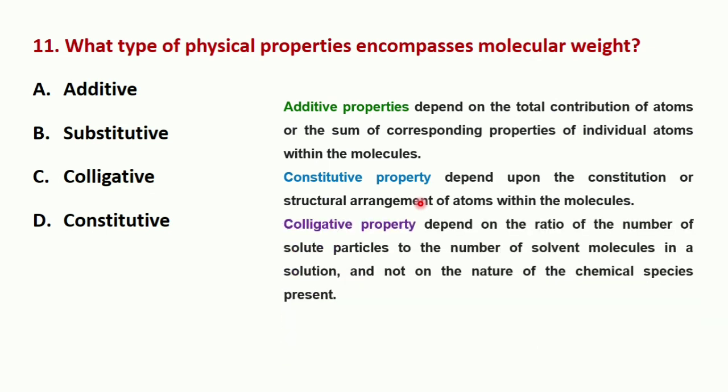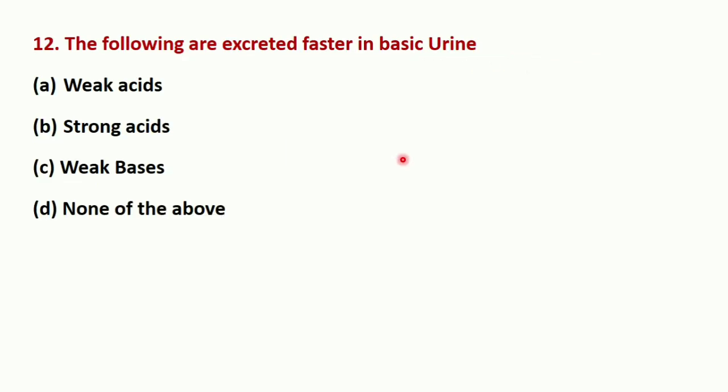And colligative property depends on the ratio of the number of solute particles to the number of solvent molecules in a solution. So clearly, the colligative property depends completely on the ratio of the number of solute particles present in the solvent molecules in a solution, and not on the nature of the chemical species present. So the answer is that the physical property that encompasses molecular weight is the additive property.